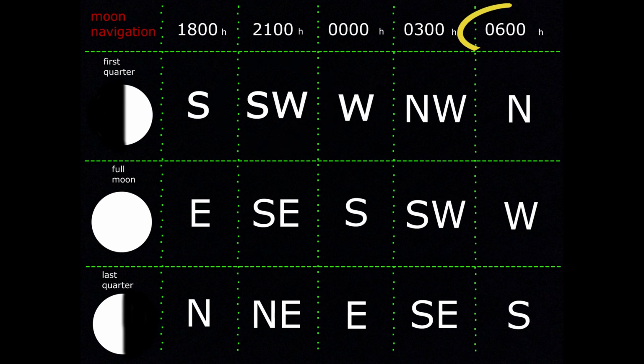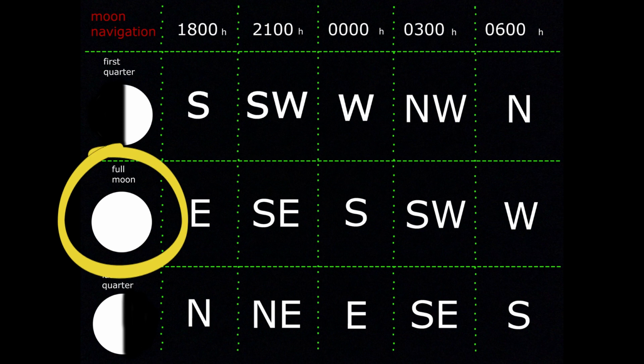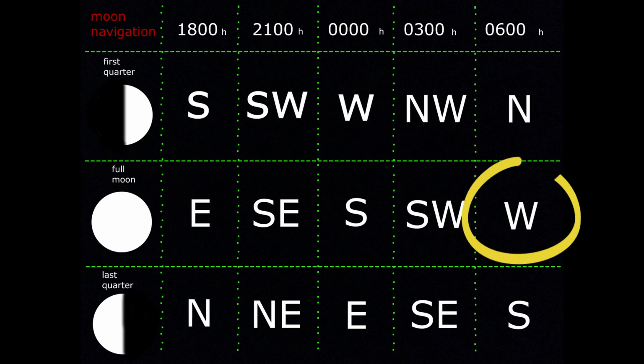So say it's 0600 hours and you're going to work and there's a full moon in front of you, then you will be facing west. Or say it's 1800 hours and you've been hiking the mountains all day and you want to put your tent up and you want your tent entrance to be facing north, and you look up in the sky and you see a last quarter, then you would put your entrance of the tent towards the moon.